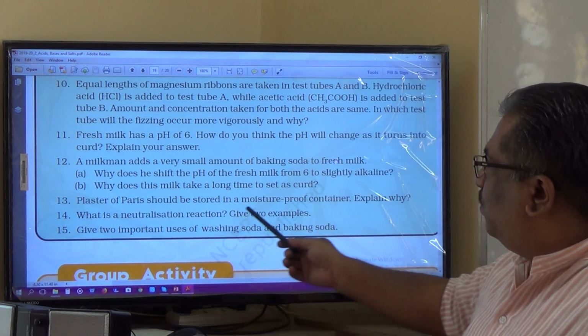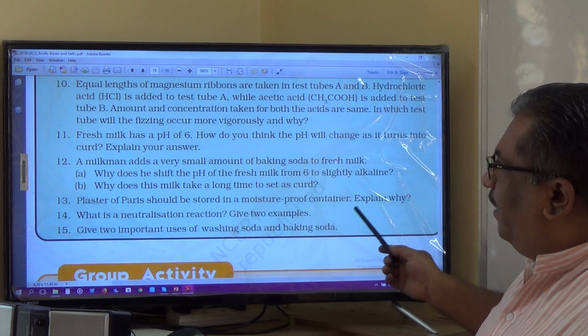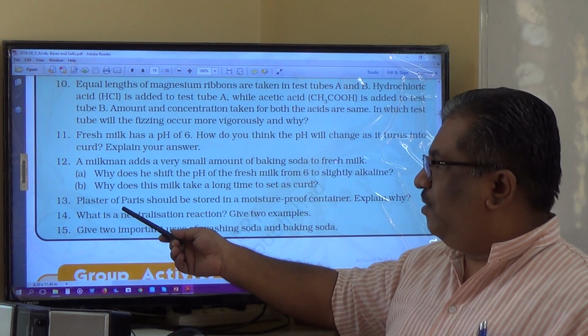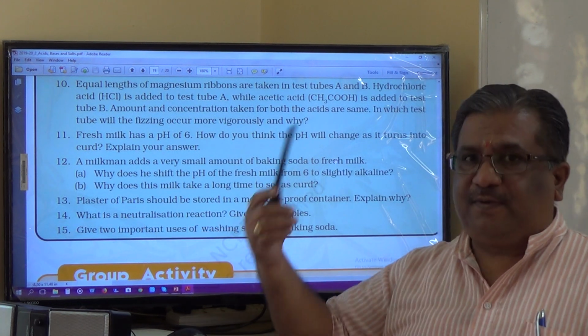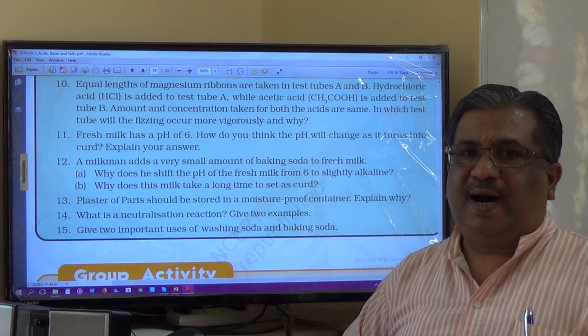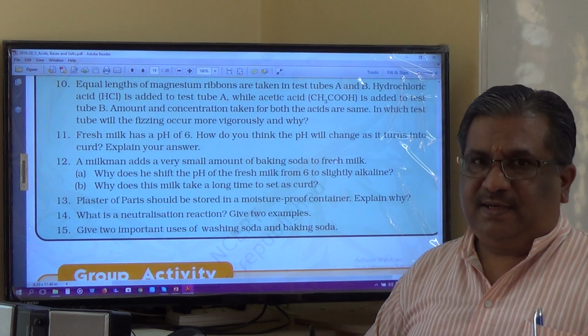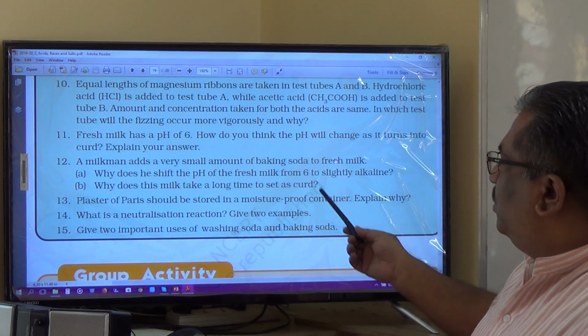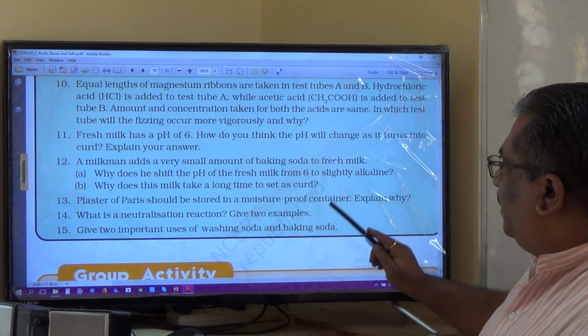Plaster of Paris should be stored in a moisture proof container. Explain why. If it contains moisture, plaster of Paris can absorb the moisture from the atmosphere and become a solid hard mass called gypsum, isn't it? Therefore it should be stored in a moisture proof container.